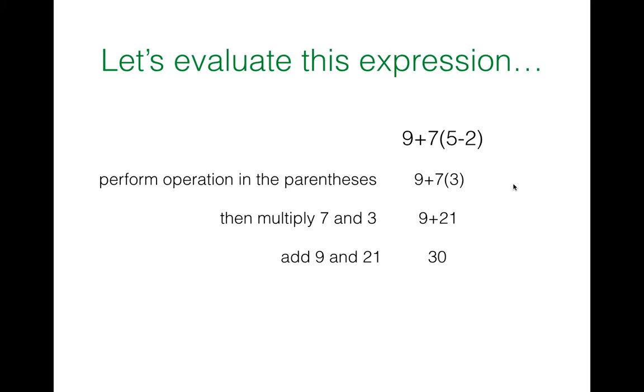So let's put this into practice. So our expression is 9 plus 7, parentheses, 5 minus 2, end parentheses. So the first thing we do, as we follow the PEMDAS rule, we perform the operation in the parentheses. So 5 minus 2 is 3. Our next step is to multiply, because we only have multiplication and addition left. So we have to multiply. So 7 times 3 equals 21. And then we add 9 and 21, and we come up with 30. Does that make sense?